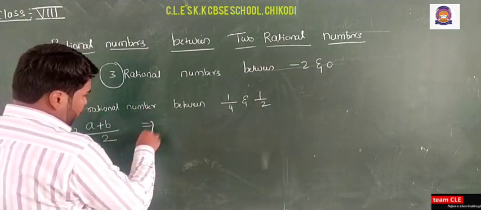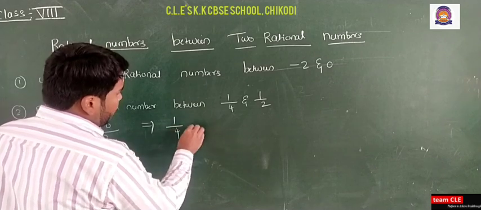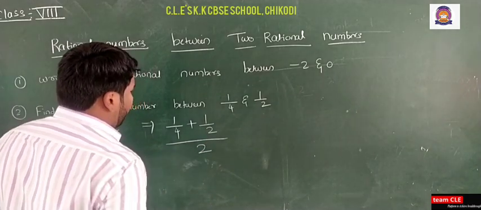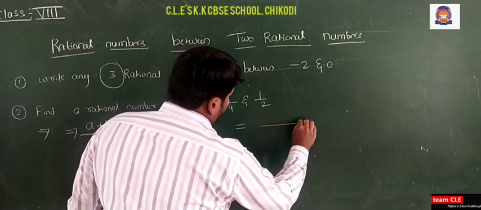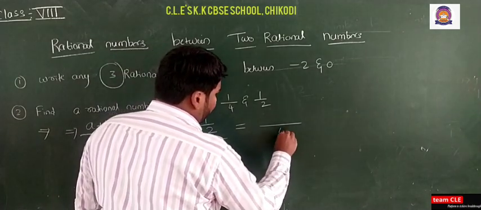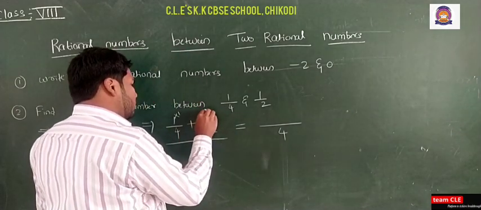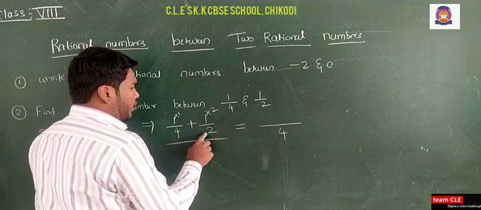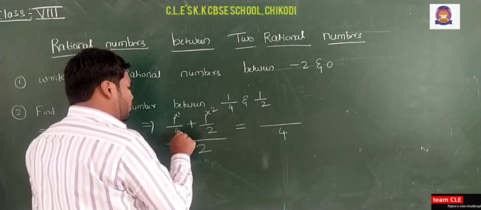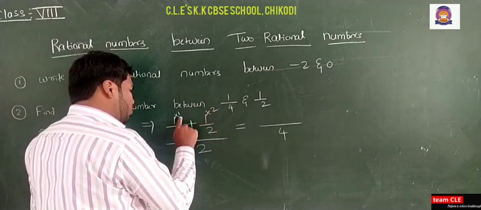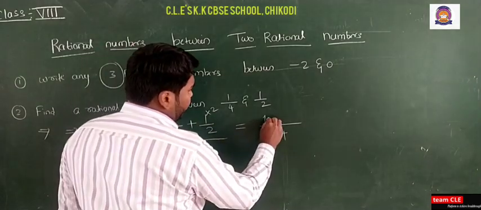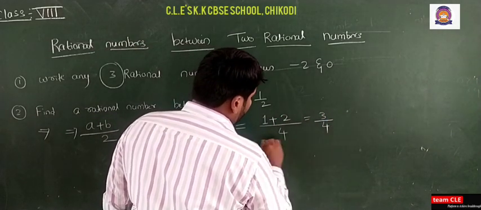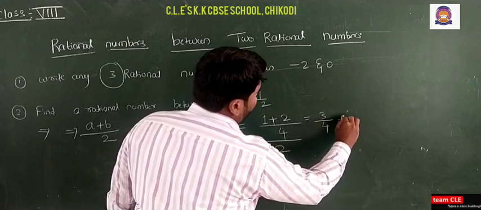So see here, a I choose 1 by 4, b I choose 1 by 2, with the addition operation, whole divided by 2. Okay, so now see, the LCM between 4 and 2 is 4. So first take the LCM for 1 by 4 plus 1 by 2. In between 4 and 2, LCM is 4, that is 4 1s are 4, 2 2s are 4. Now see the numerator: 1 1s are 1 plus 1 2s are 2, which is equal to 3 by 4, this whole divided by 2.